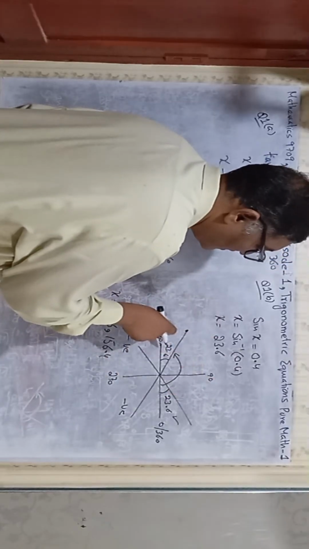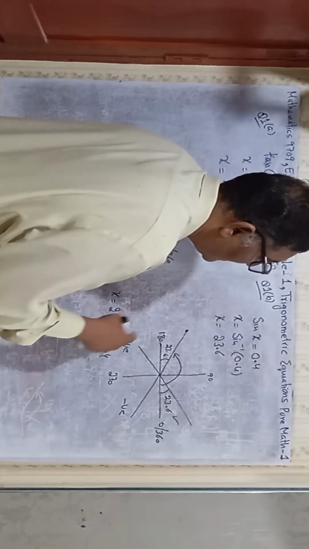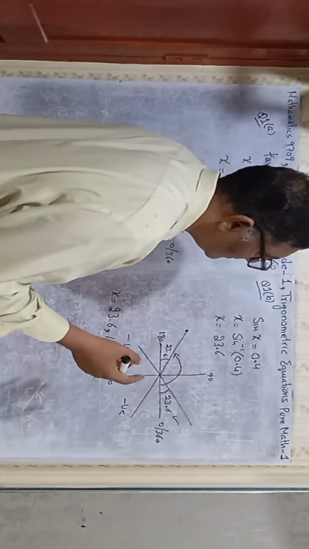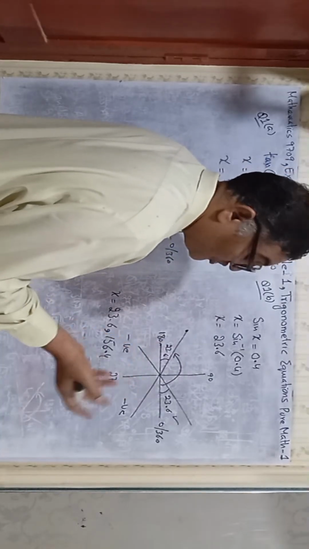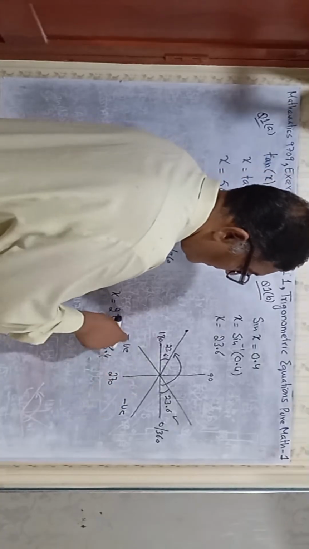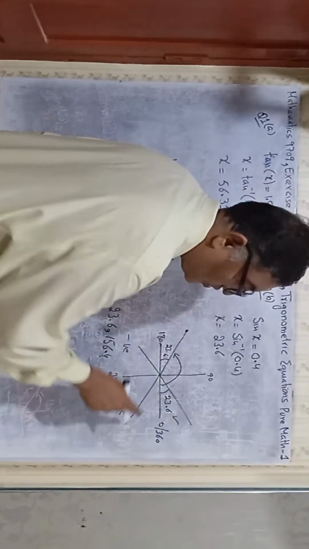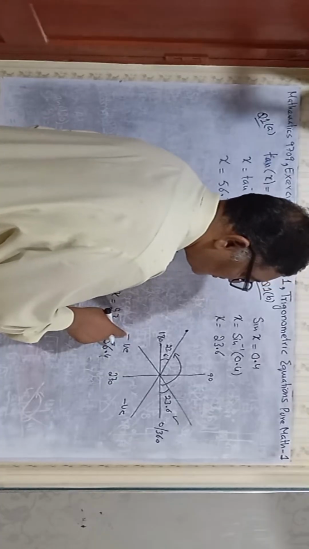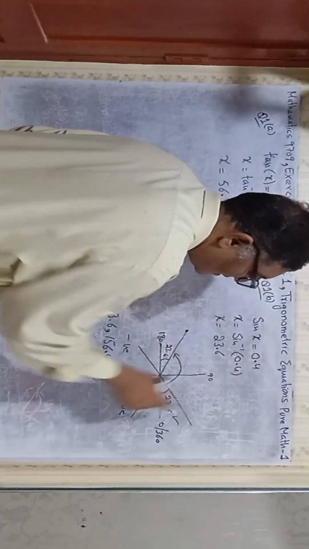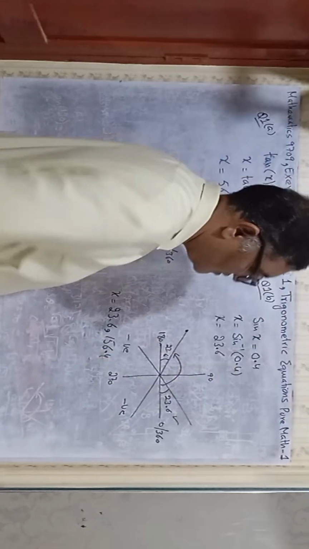On this angle, which is 156.4, the sine of 156.4 will be 0.4. We have ignored this one because here the sine's answer must be negative, which is not here. It is negative, so that's why.